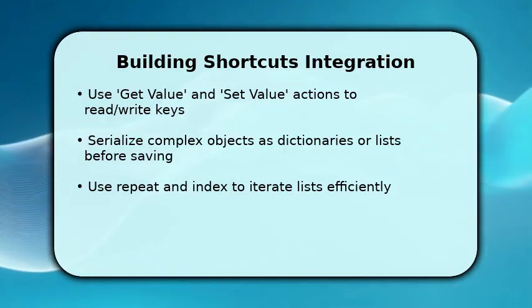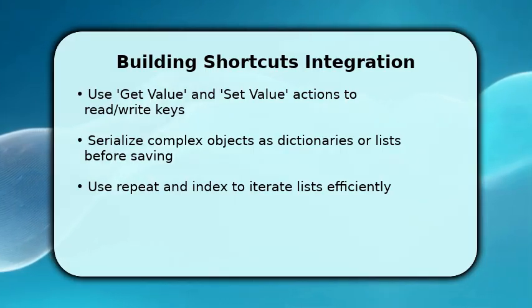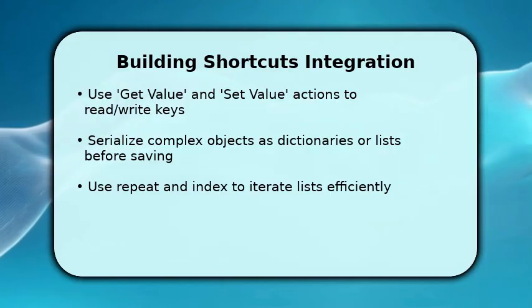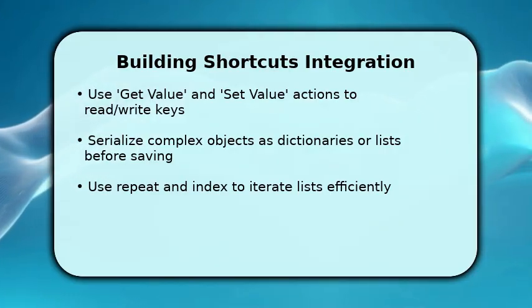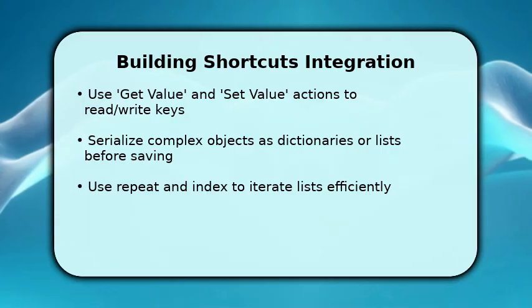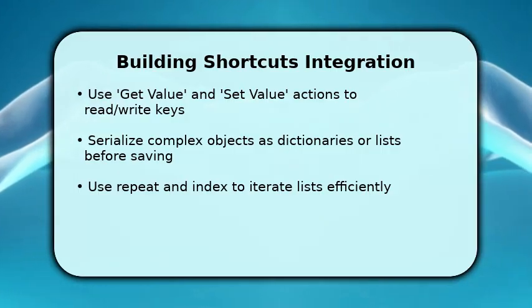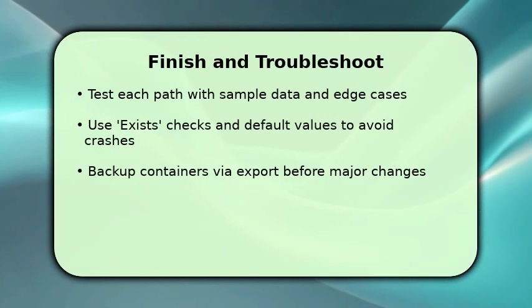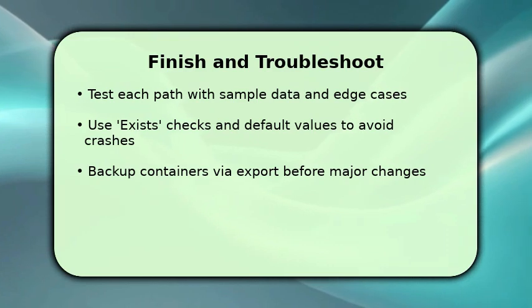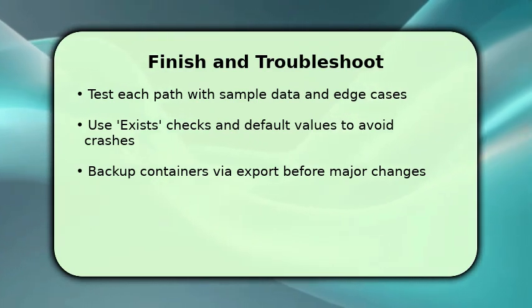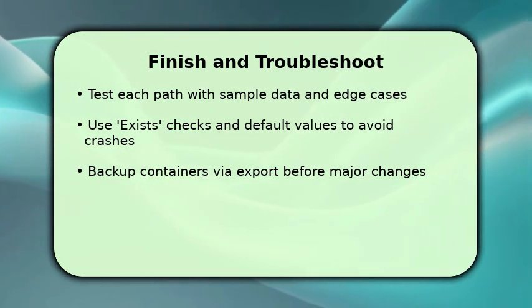Once you need multiple items, use repeat with an index to iterate lists rather than multiple get calls, which keeps performance tight. Also, chain conditional checks after reads to handle missing keys gracefully, because shortcuts should fail predictably rather than silently. To finish, test the whole shortcut end-to-end with representative data and edge cases so behavior is predictable in production.